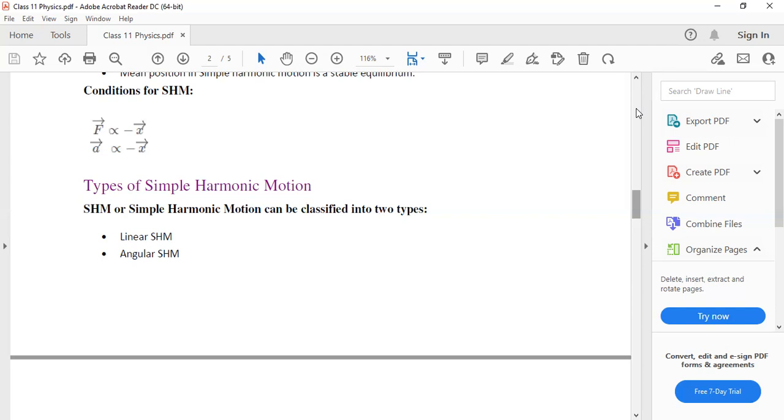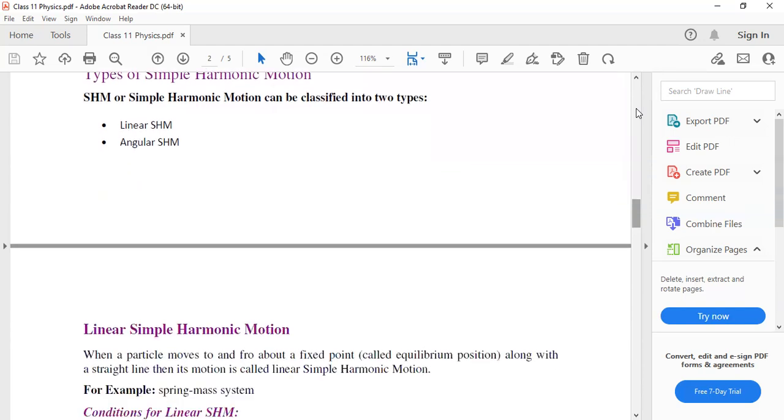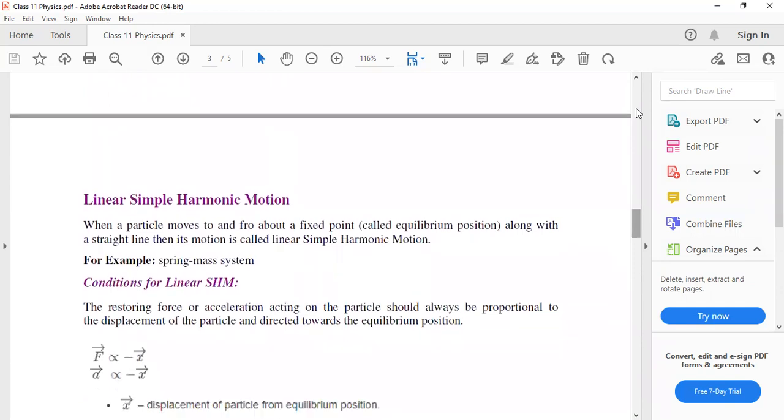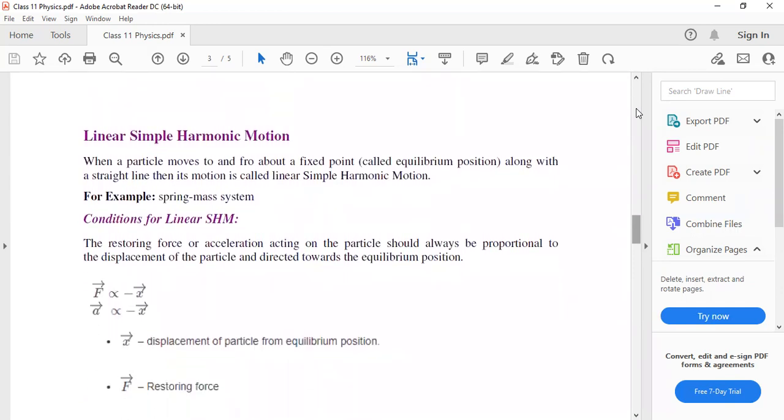Now, the various types of simple harmonic motion: there is linear SHM and angular SHM. First, we will talk about linear simple harmonic motion. What is it? When a particle moves to and fro about a fixed point, the equilibrium position, along a straight line, its motion is called linear simple harmonic motion. For example, a spring mass system.